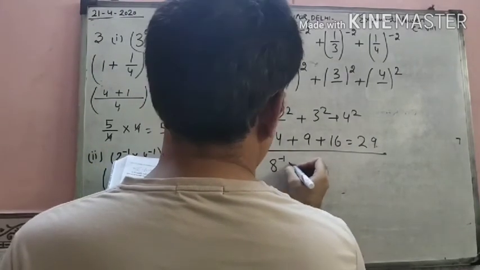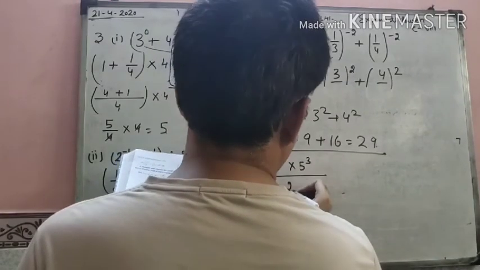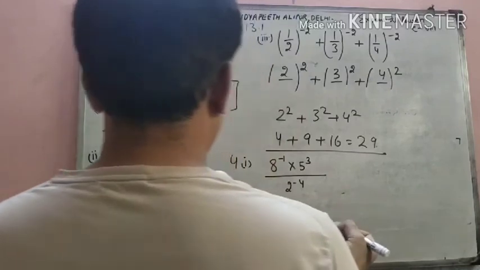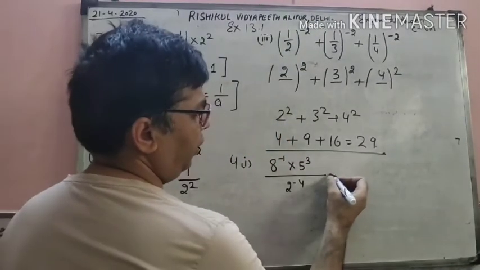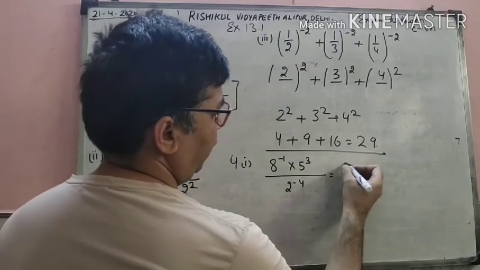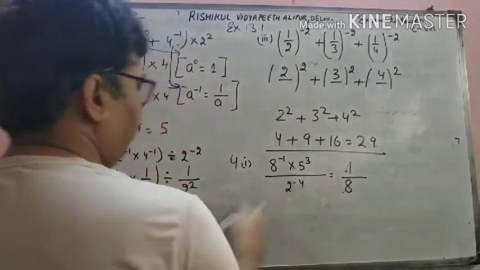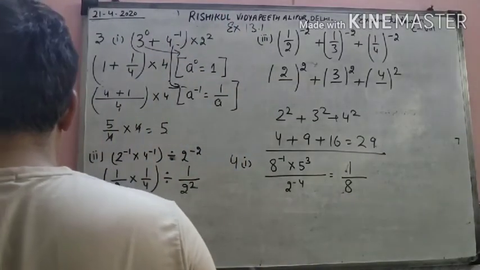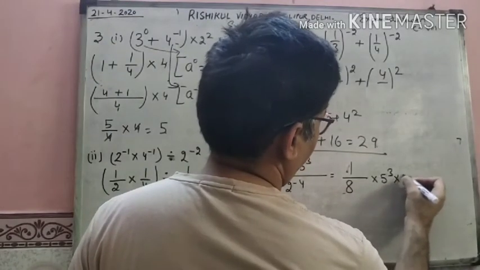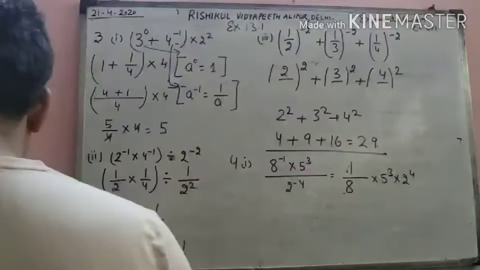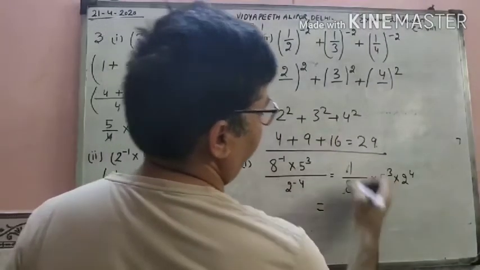8 raised to power minus 1 into 5 raised to power 3, into 2 raised to power minus 4. How can we solve it? This 8 raised to power minus 1 can be written as 1 upon 8, and this 2 raised to power minus 4 can be reciprocated and written as 2 raised to power 4. Now we have to evaluate it.